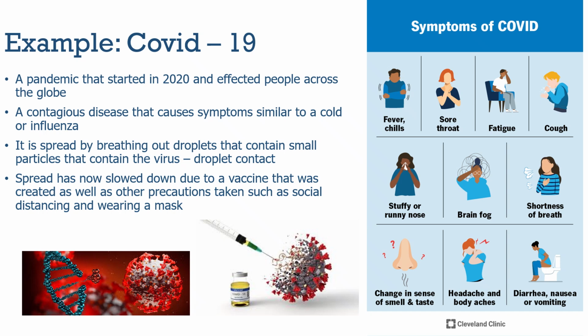COVID-19 is spread by breathing out droplets which contain small particles of the virus. This is an example of droplet contact. The spread has now slowed down due to a vaccine that was created as well as other precautions taken such as social distancing and wearing a mask.